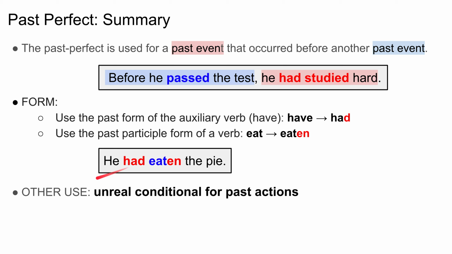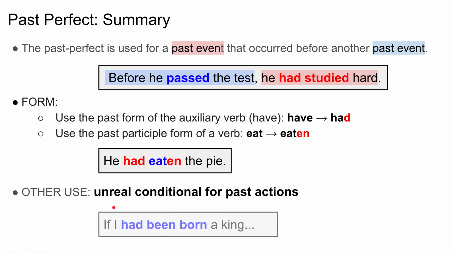The other use is for unreal conditionals for past actions. So if I had been born a king, I would be rich. But I wasn't. Had been born, but if I had been.